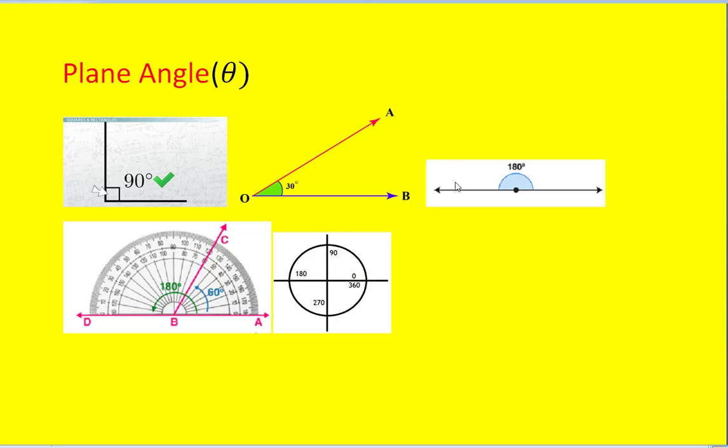Hello friends, today I will discuss the plane angle. It is normally represented with a theta symbol.